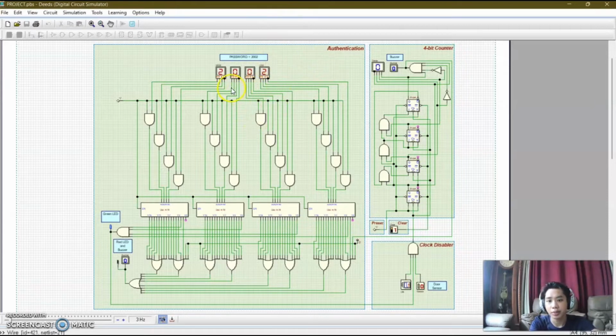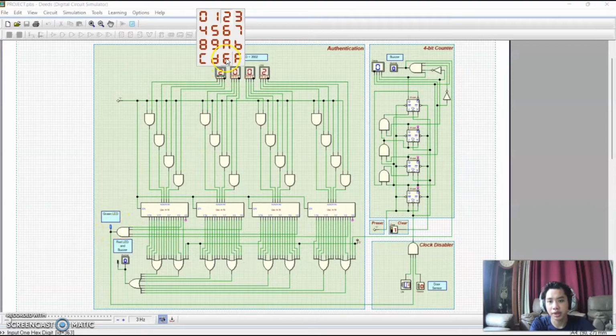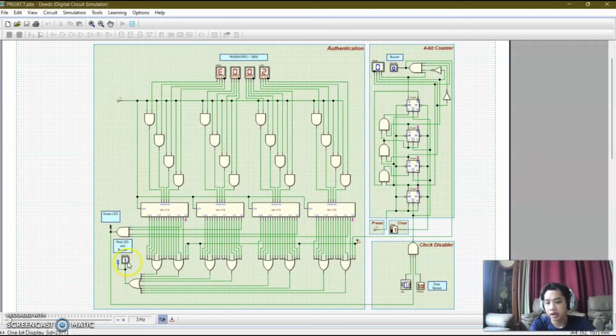The output will be processed in the circuit, which goes through the AND gate connected to the high input. This high input is the batteries, and it goes through the 4 to 16 decoder. If we input the correct password, the green LED will light up, but if we input the wrong password, the buzzer will make the sound "sorry, please try again," and the red LED will light up.